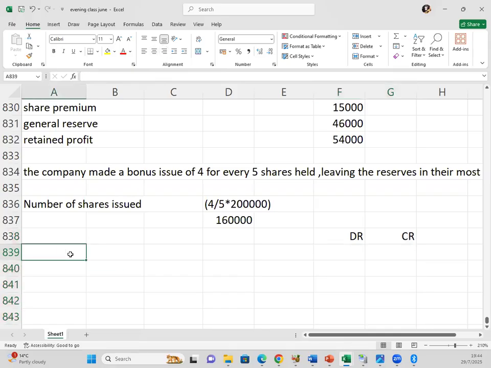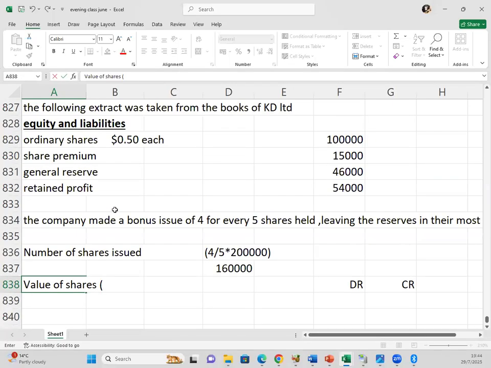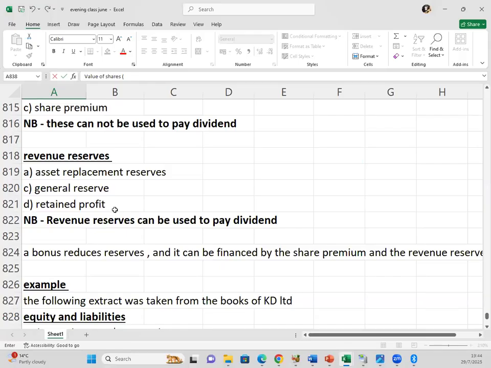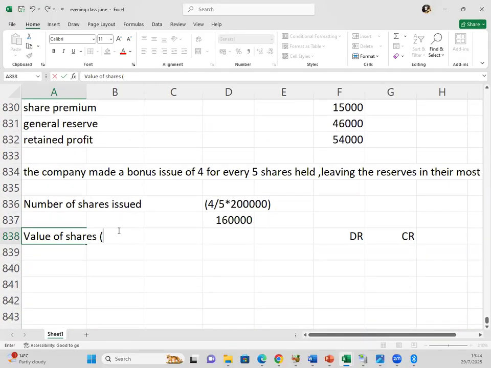So we said we are not debiting bank because we are not going to have any money coming into our bank. We have to debit the reserves. But when you are debiting the reserves, we debit the value of the shares. So take note, these shares are not of one dollar like the ones we did previously. These ones are of 50 cents. So we need to know the value overall, or we can even do it this way.